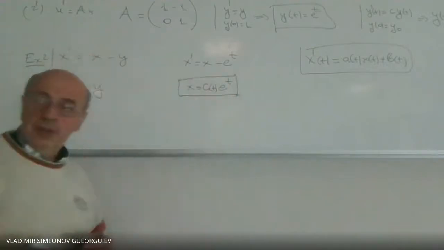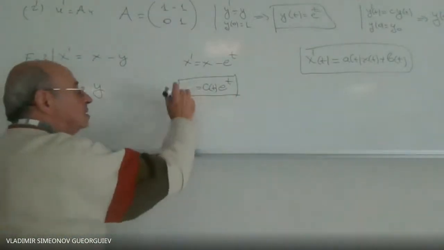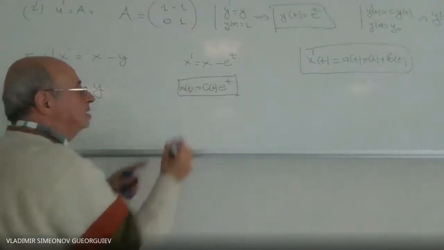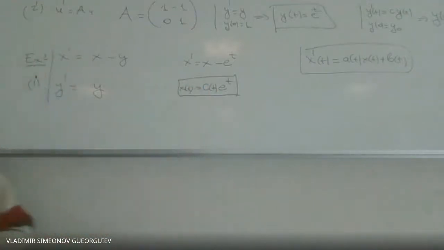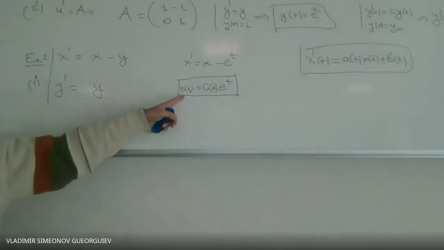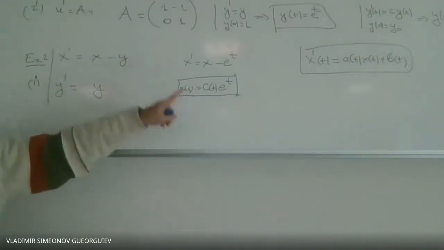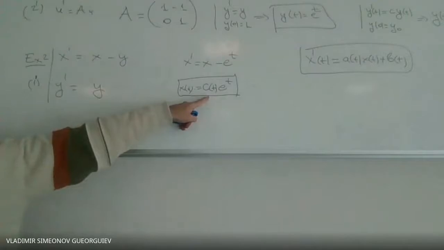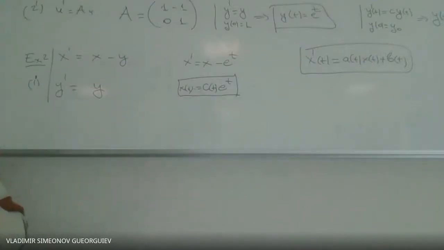This now, x(t) equals c(t) a to the power t is not a solution, but this is simply a substitution, because substituting x in our equation, we shall get a new equation for c, and this equation is much simpler. We can find and solve it very easily.